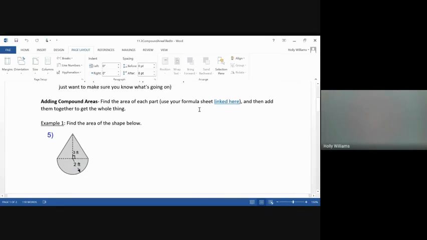Okay, so we're doing compound area, and compound just means that there's like two shapes put together.